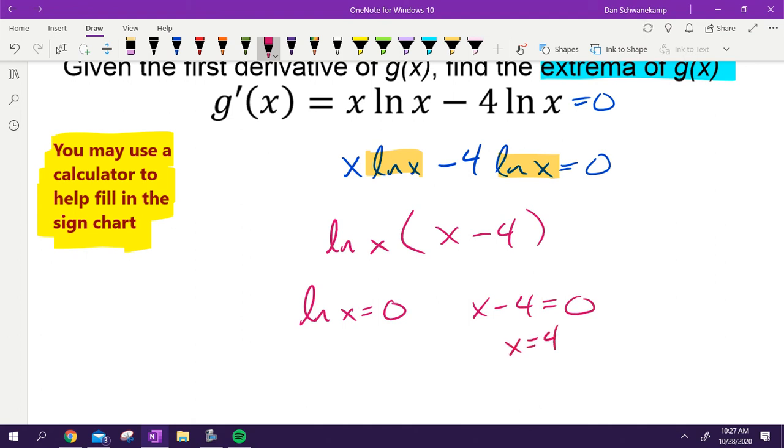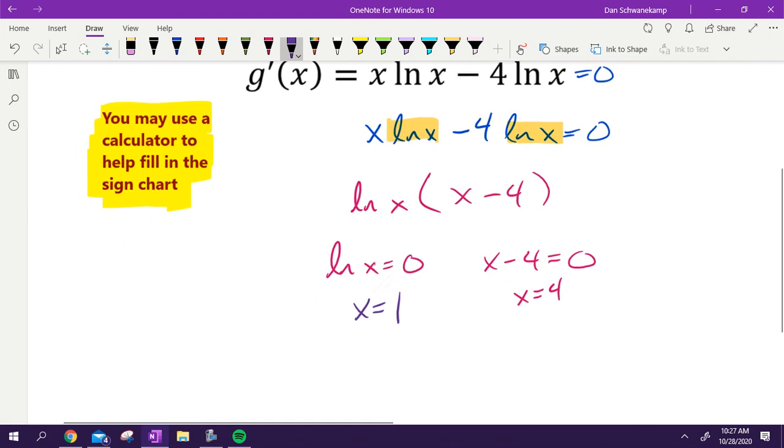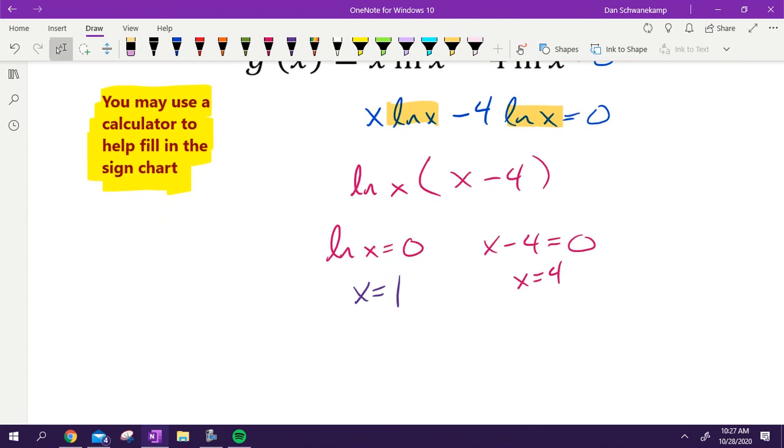What about that one? Natural log of x is equal to 0. This is a math fact you need to know. I know we're not very good with natural logs, but the answer here is 1. That is something you need to know: the natural log of 1 is 0.